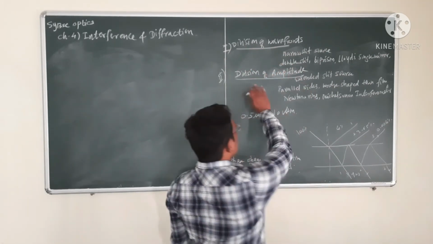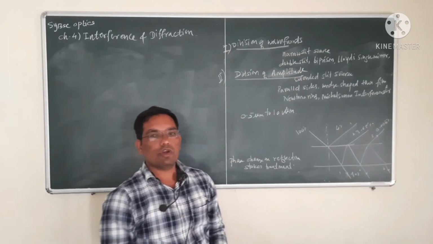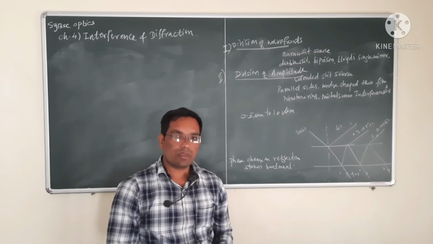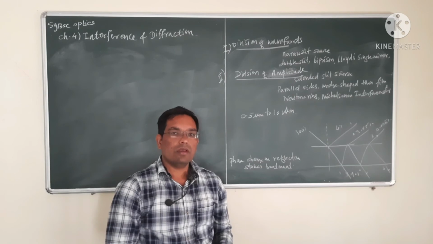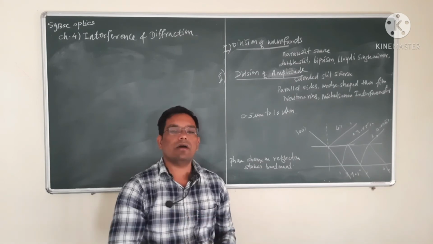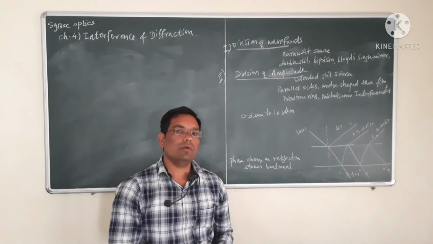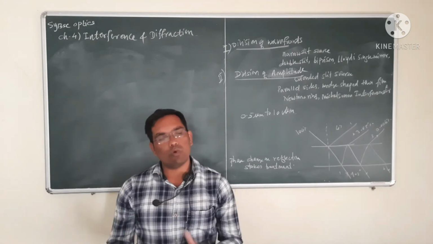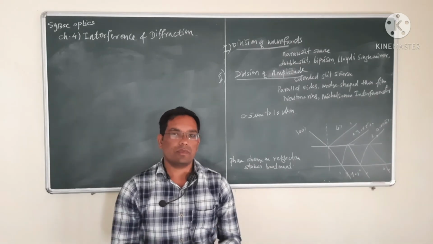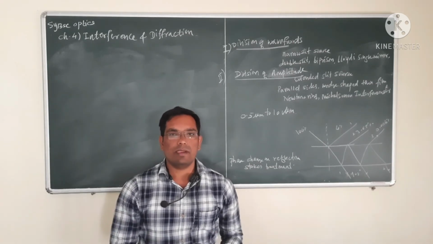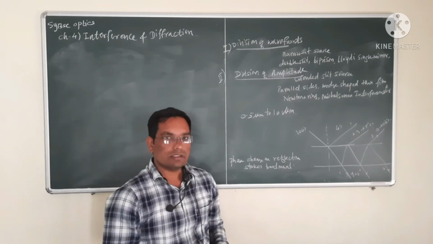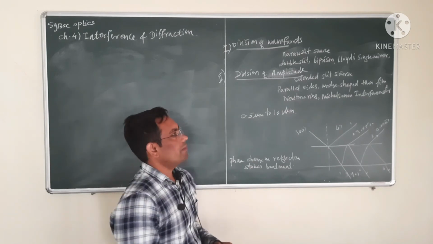Now second, division of amplitude. Division of amplitude means what? Suppose we have a light ray wave, and we allow the intensity or amplitude of that wave to divide into one or more parts, and then allow them to interfere or superimpose on one another. Then such interference is known as division of amplitude.